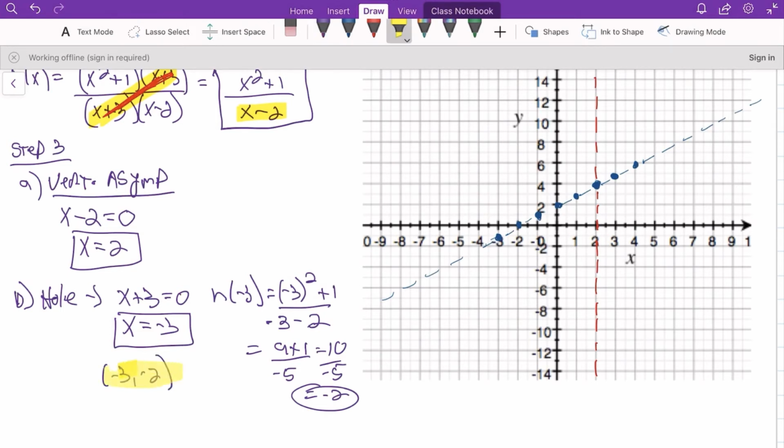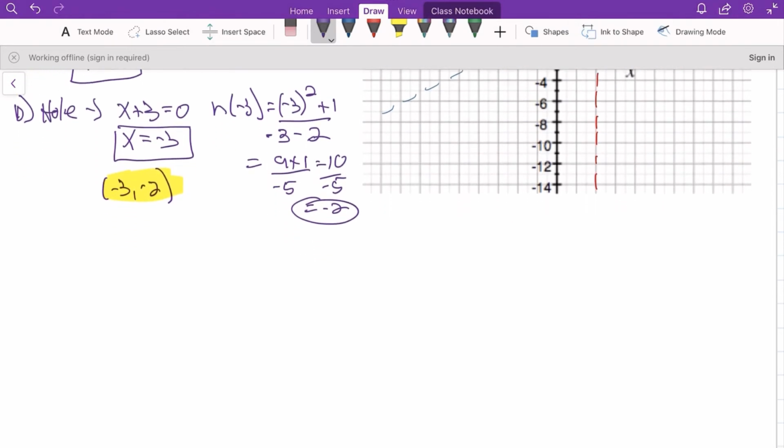Right? We're going to put that on the graph as well. So we have -3, -2. And that's going to be right about there. Hopefully that's showing up. -3, -2. And then the next part, so C and D are going to be the x and y intercepts. So we're going to go with that.